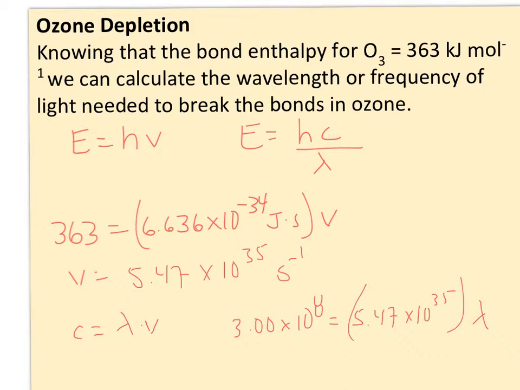So if I solve for this, the wavelength is equal to 5.48 times 10 to the minus 28th. And not a surprise that we're talking about very short, very high frequency waves. That's why they're so dangerous for us, and we need ozone to filter them out.